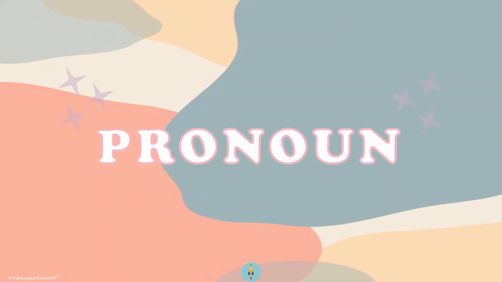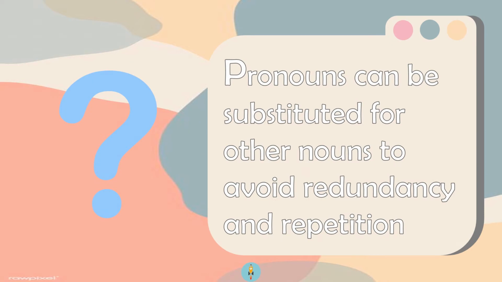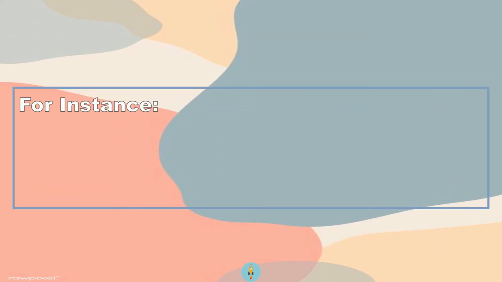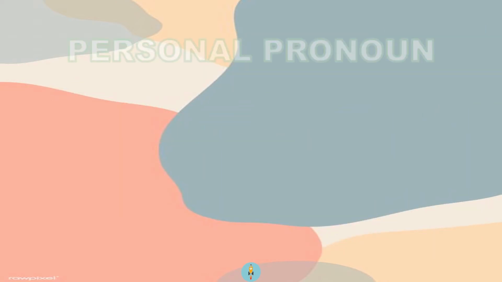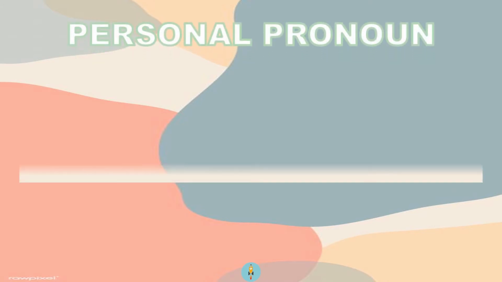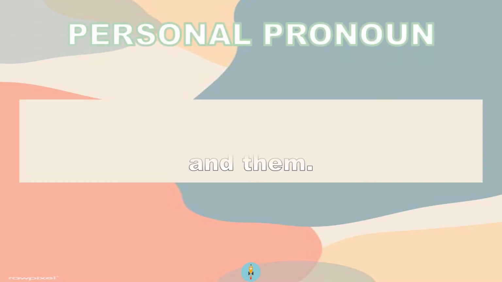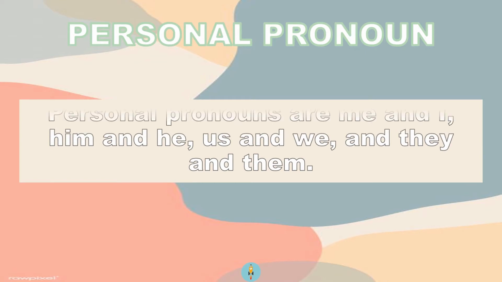Now that we're done with nouns, let's go to pronouns. Pronouns can be substituted for other nouns to avoid redundancy and repetition. There are different types of pronouns, but first, let's talk about personal pronouns. Personal pronouns are me and I, him and he, us and we, and they and them.